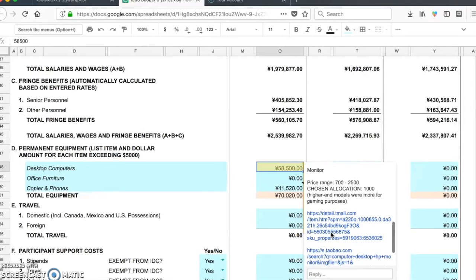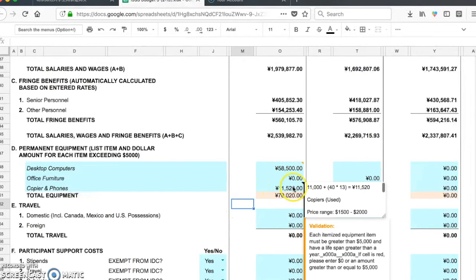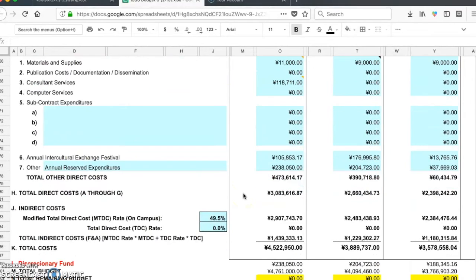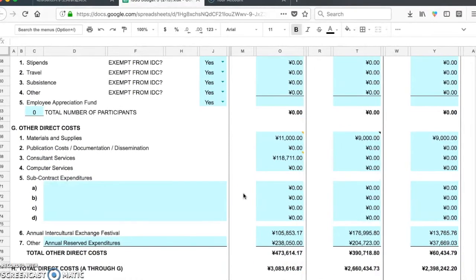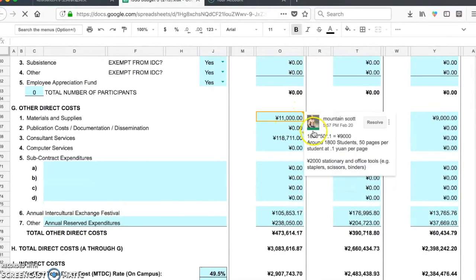Here's the prices and rationale for that. And copiers and phones, same price. I have the prices and rationale. And these are priced using local vendors, so you don't have to worry about shipping costs from the U.S. Which is good because, as many know, a lot of electronics are made in China.